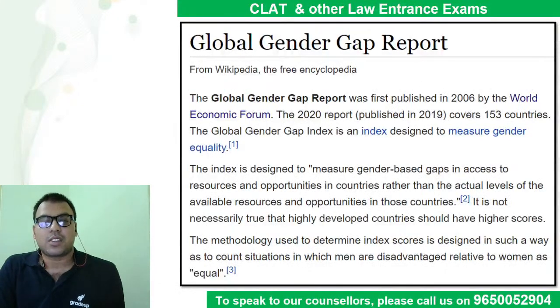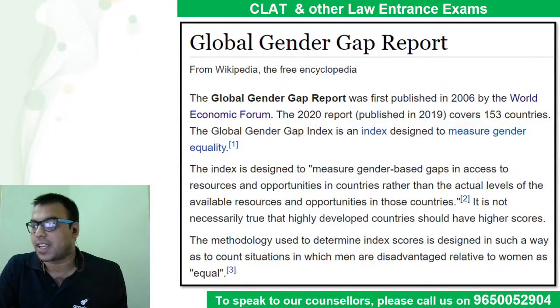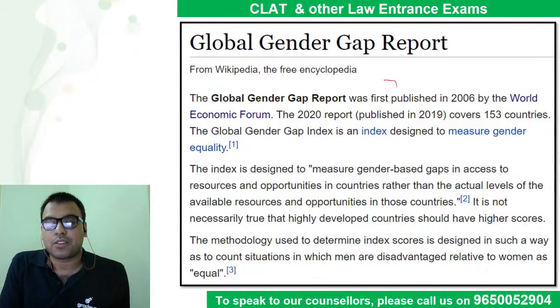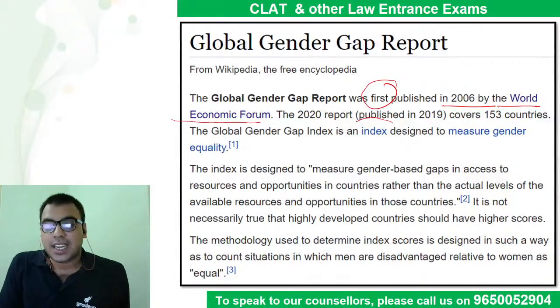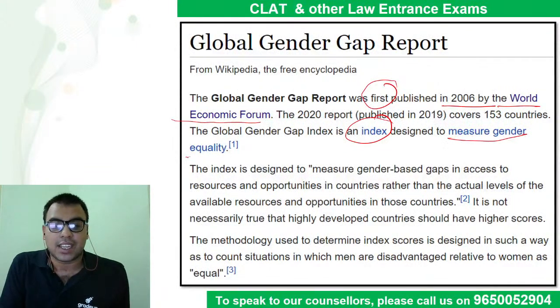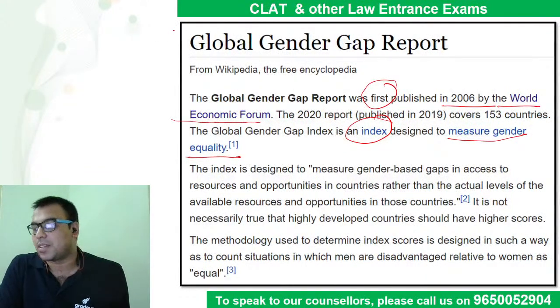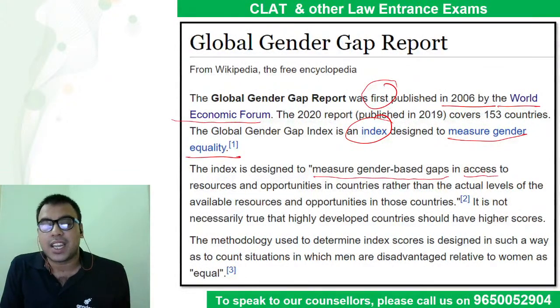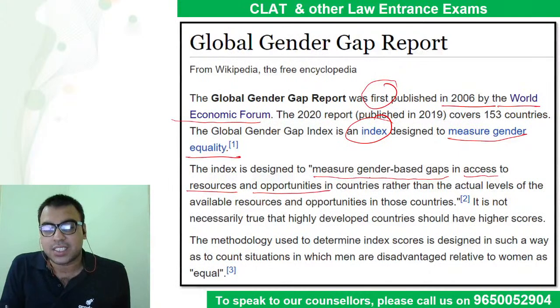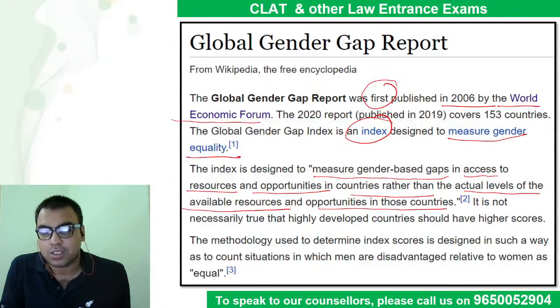Now, first of all, we should know what exactly a Global Gender Gap Report is. The Global Gender Gap Report was first published in 2006 by World Economic Forum, as we have seen already. And what is its purpose? It is an index designed to measure gender equality, how much gender equality or inequality is there in any country. The index is designed to measure gender-based gaps in access to resources and opportunities in countries rather than the actual levels of the available resources and opportunities in those countries.